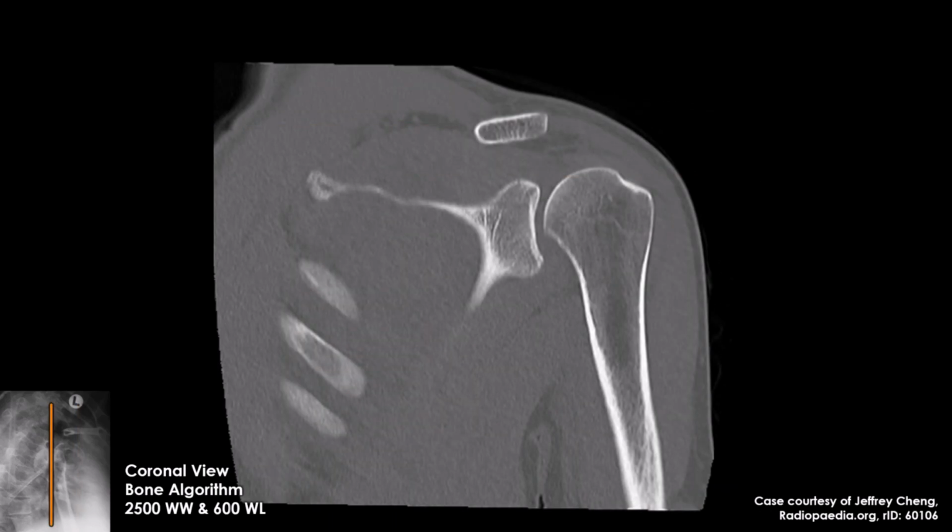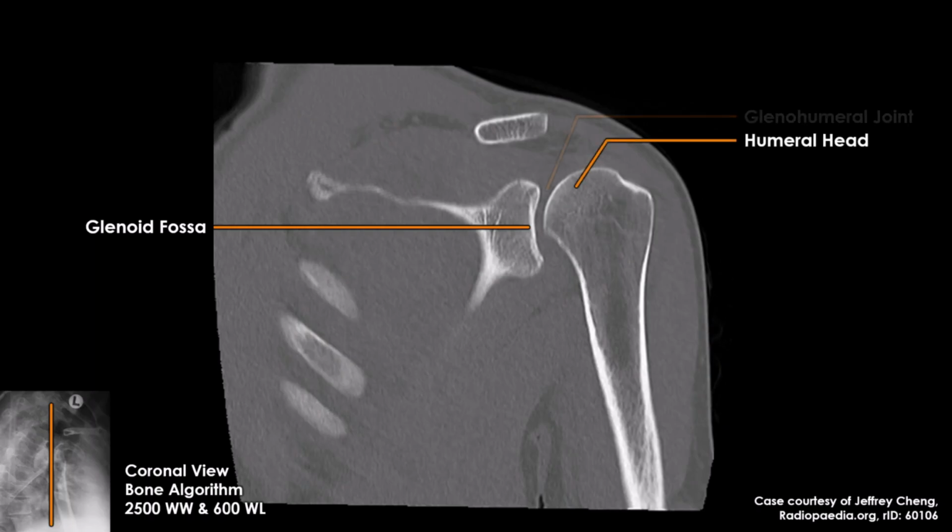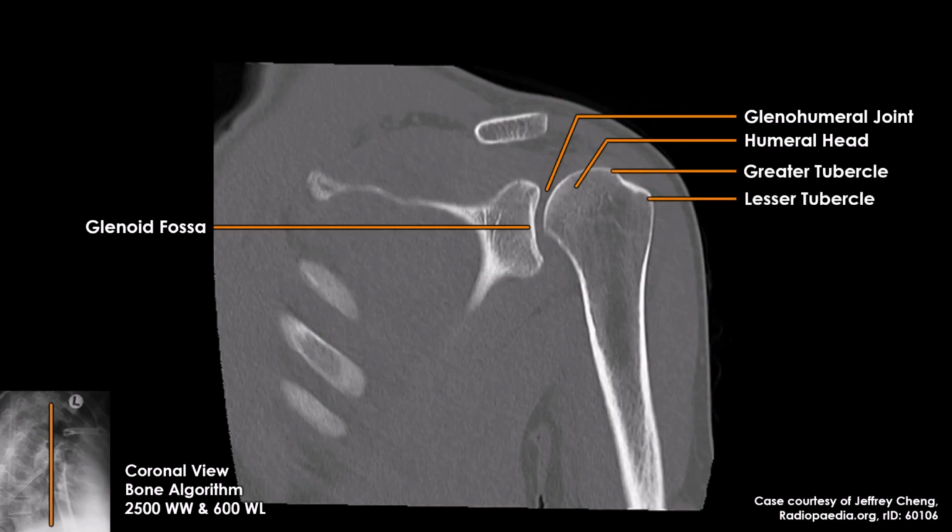We've moved now posteriorly by several millimeters. We can now see the characteristic anatomy of the shoulder joint. We can see the glenoid fossa of the scapula. That's the shallow cavity that receives the humeral head of the humerus to form the glenohumeral joint. At the proximal humerus, we can also see the greater tubercle and the lesser tubercle. This slice position also gives us a good view of the shaft of the humerus.